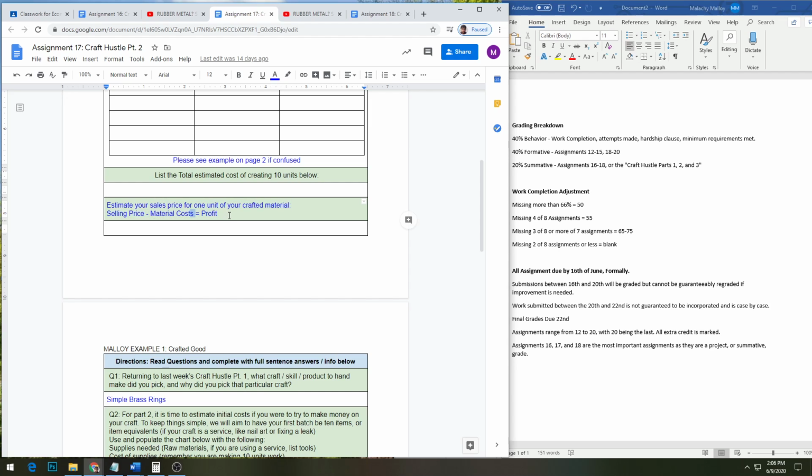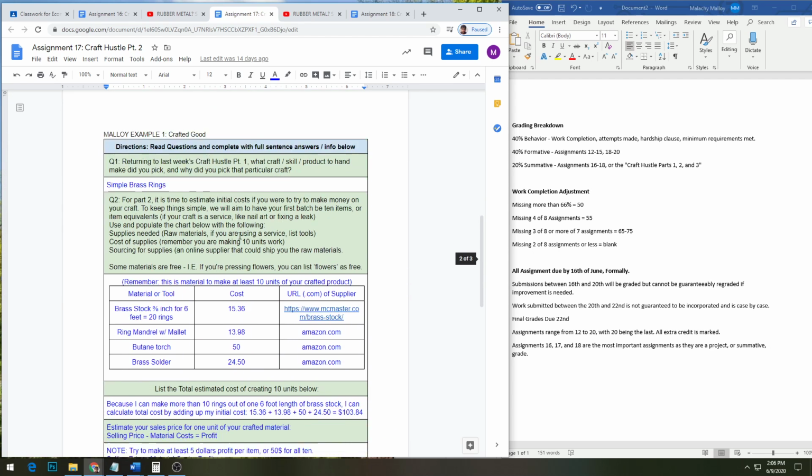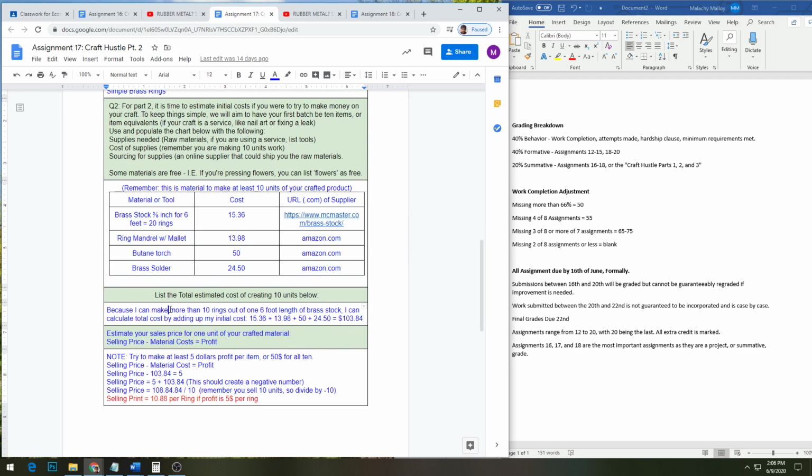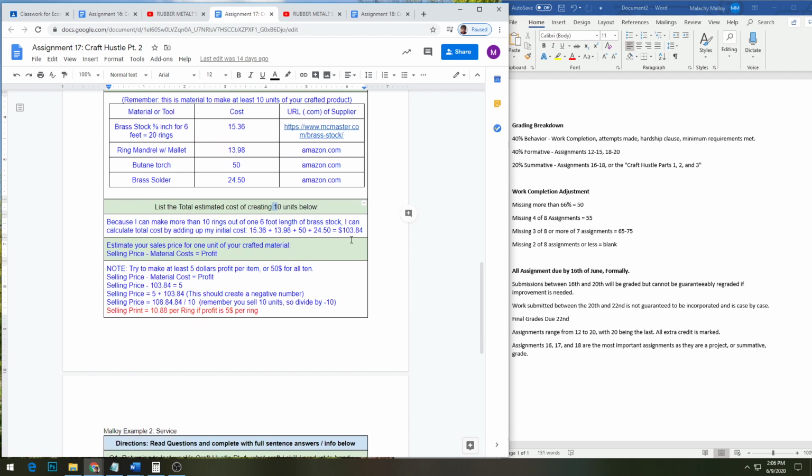I'm not going to require you to put that in. So what does this look like? Here I give you an example of what simple brass rings would take. I do my material parts list. I did that on my own in this case. Here I figure out how much it's going to take me to make the 10 rings that I'm asking for here. And then I get into this funky breakdown off of this number.